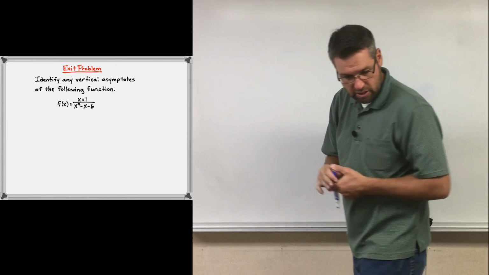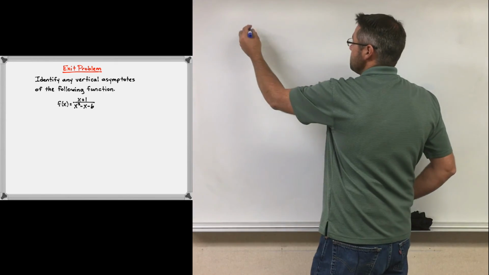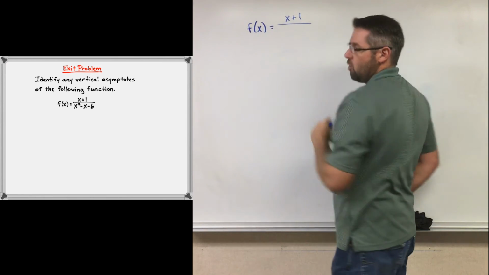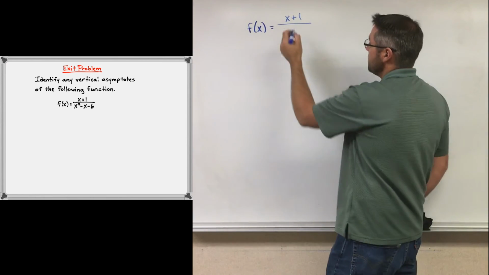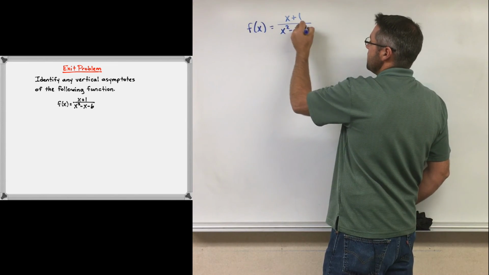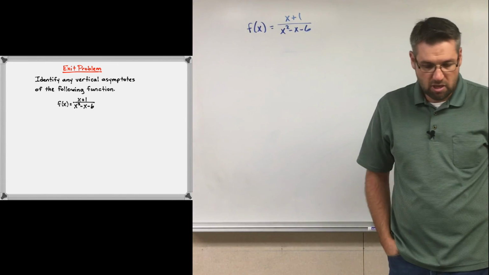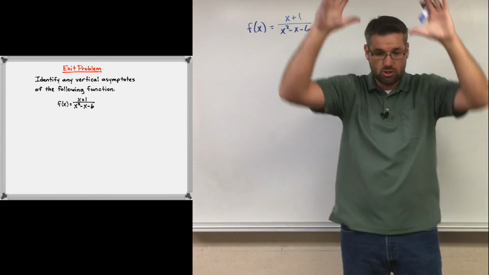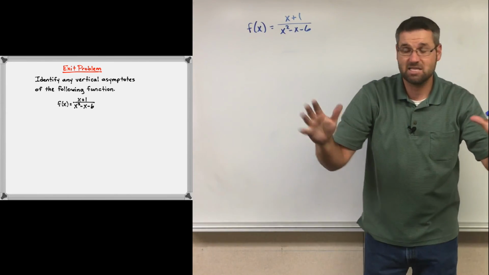Well, the function is f of x equals x plus 1 over x squared minus x minus 6. All right, there's my function. I'm looking for vertical asymptotes. And listen, guys, I said this the other day. Students struggle with the definition of asymptotes.